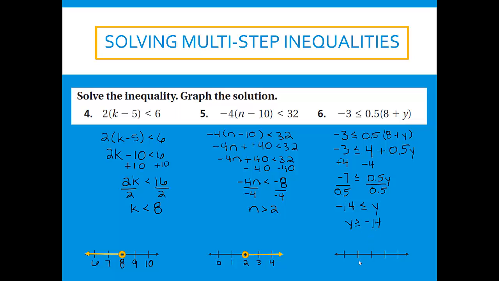Now let's go ahead and look at our number line. We'll have -14, and then to the right we have -13 and -12, and to the left we'd have -15 and -16. At -14 we'll have a closed circle because we have greater than or equal to, and the numbers greater than or equal to -14 would be the numbers to the right. So we'll shade to the right.